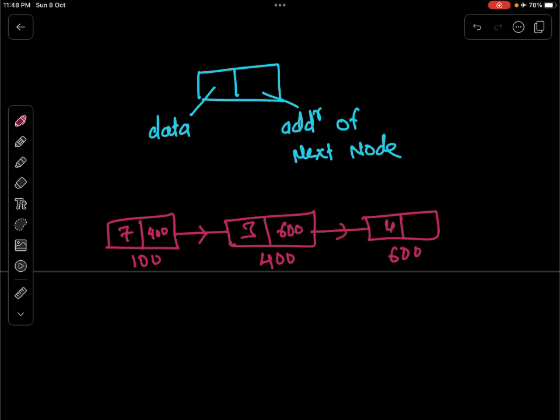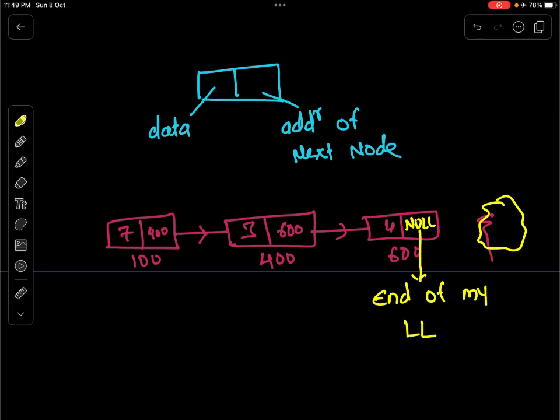Now the question comes, do I have any node present over here? No. So how will we come to know that this is the end of the linked list? Because I don't have any node present over here so that I can point to it. So for this, what we do is we basically represent it as null. Now null indicates the end of my linked list.